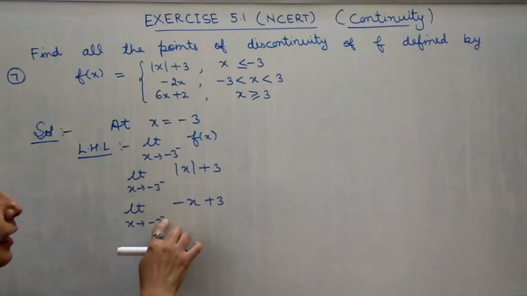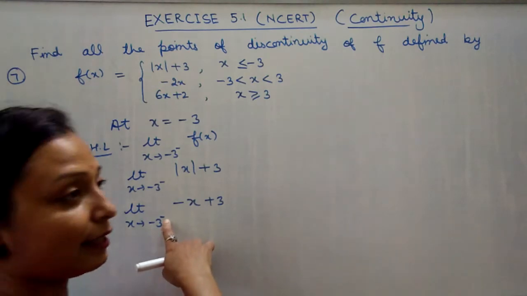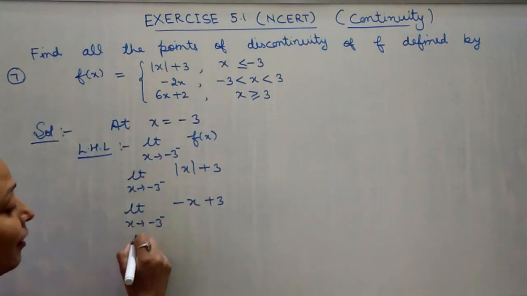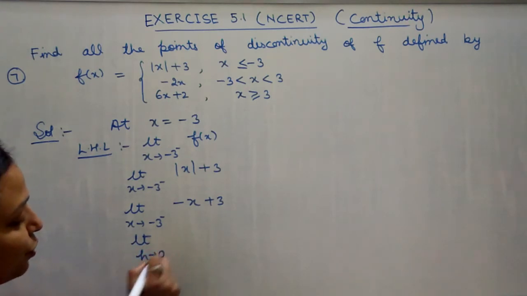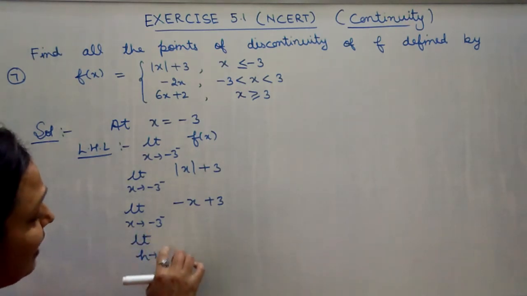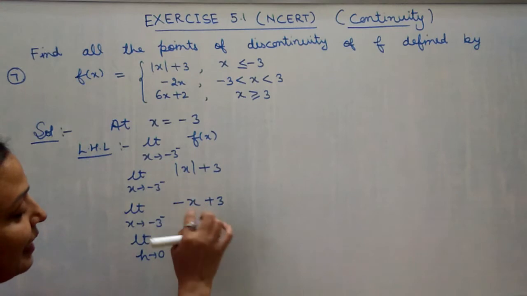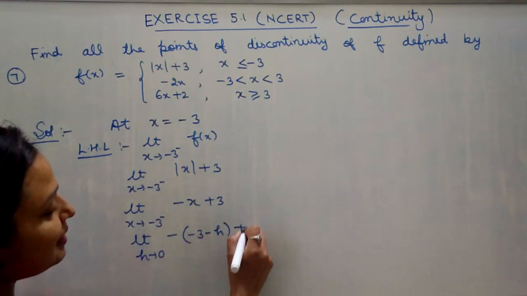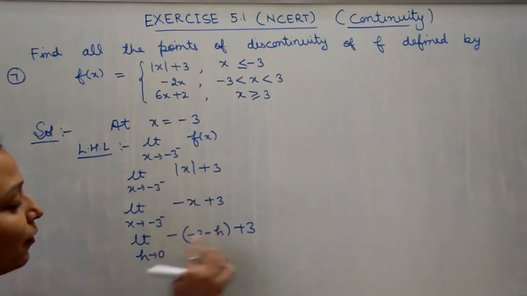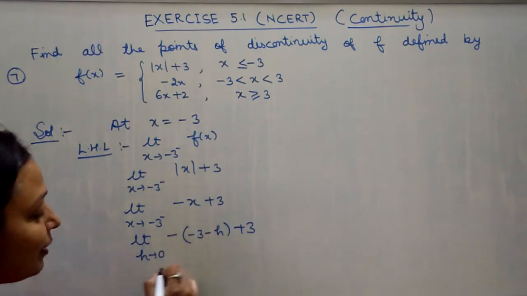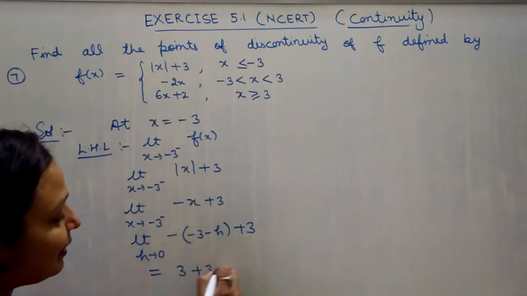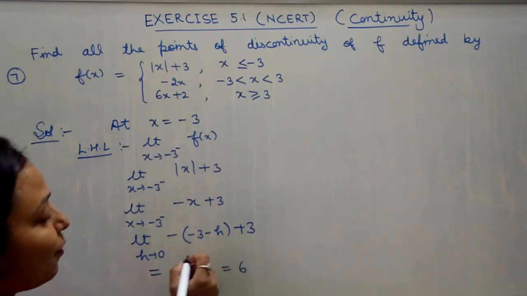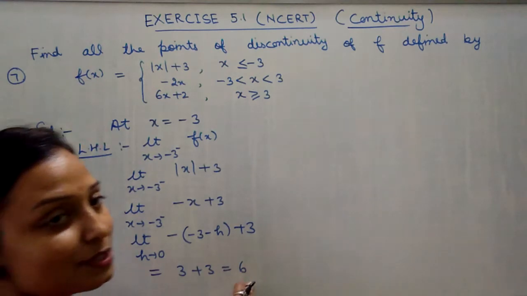To eliminate this negative and positive sign of the left hand limit and right hand limit, I will use h approaches to 0. When I use h approaches to 0, I will change x into -3 minus h. Now put the value of h, that is 0. That means 3 plus 3, which is equal to 6.